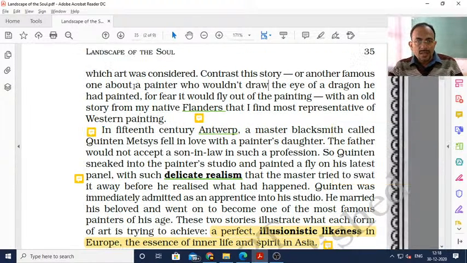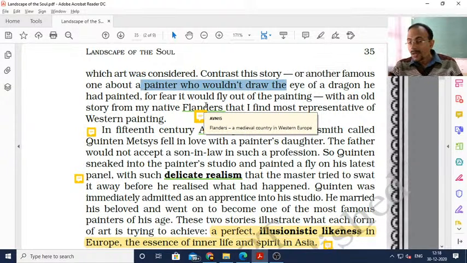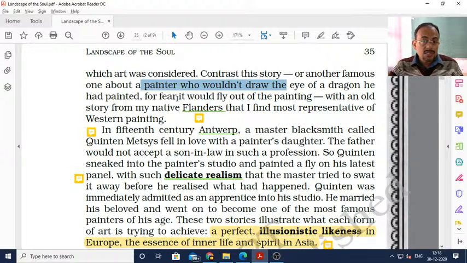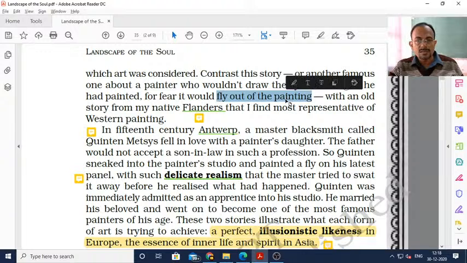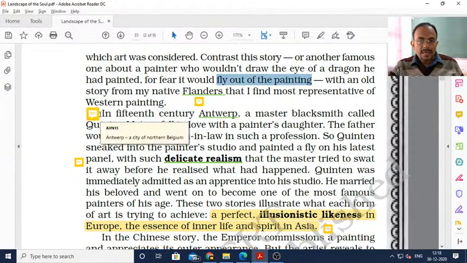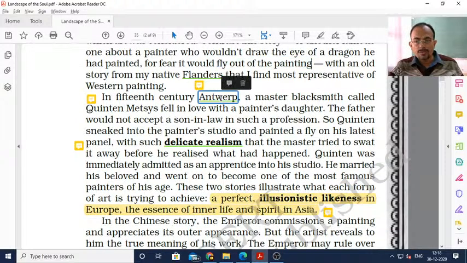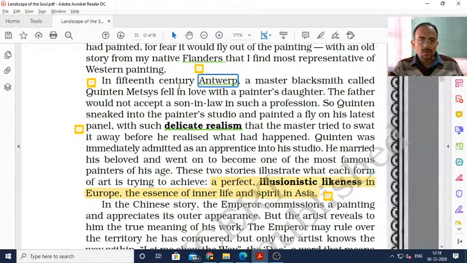It was so real life a story, which is a representative of Western painting, of course, that a painter was scared to draw the eye of a dragon on his canvas, because he was very much scared that the dragon would come to life and fly out of the painting. So it was so real life. In the 15th century, Antwerp, a master blacksmith called Quintin Matsis fell in love with a painter's daughter.